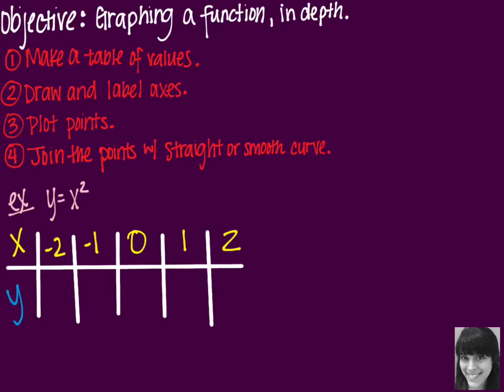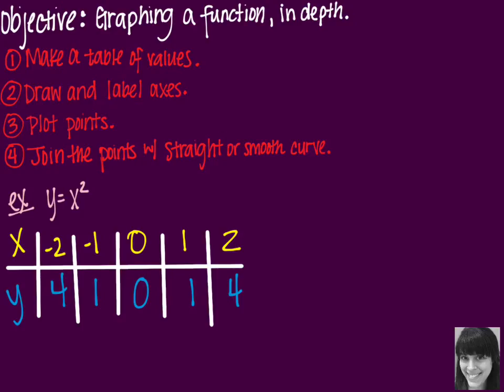Okay? So, you're going to plug each of these numbers into the function and see what you get out. When I say 0 squared, I'm going to get out 0. 1 squared is 1, 2 squared is 4, -1 squared is 1, -2 squared is 4.